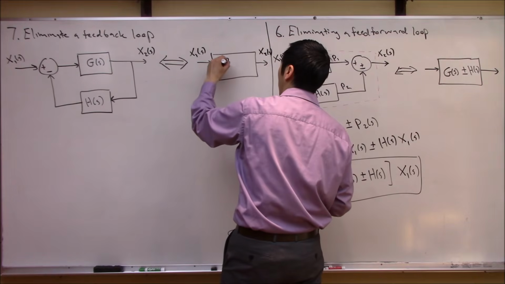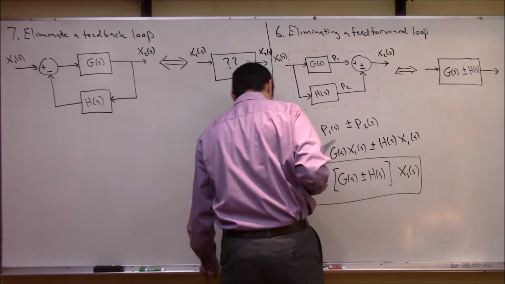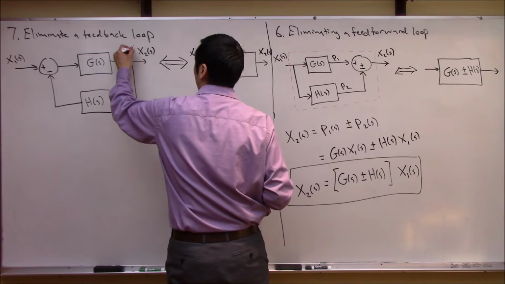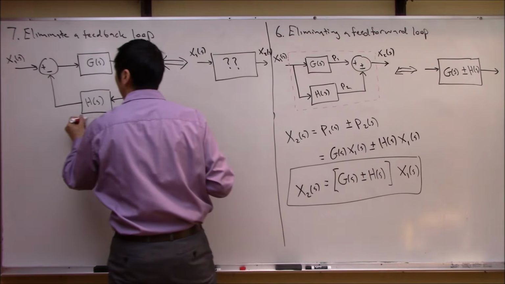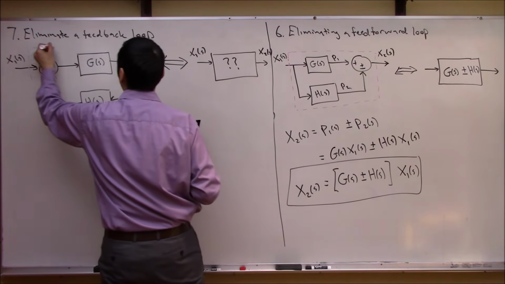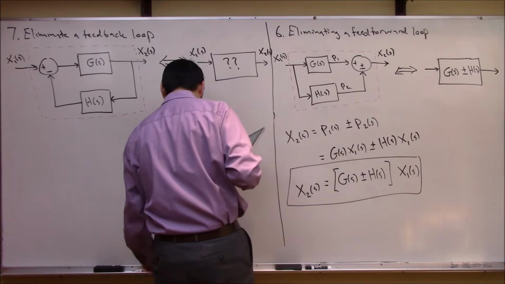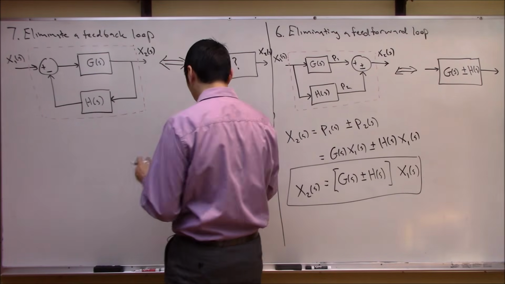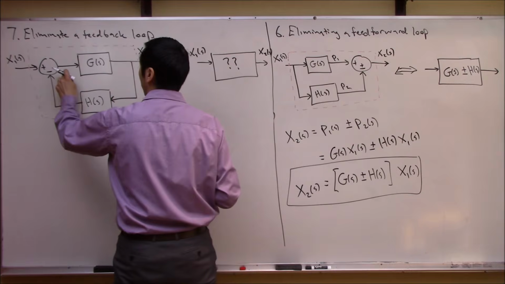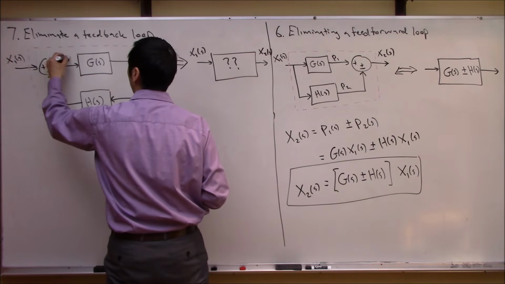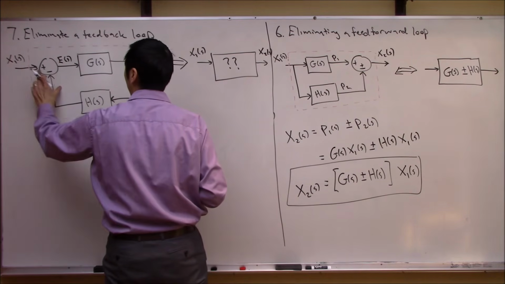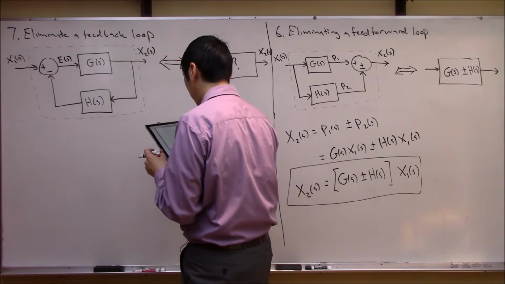So the question again is, what is this block in here? Like we did earlier, we're going to keep doing this. I think you're probably going to get sick of me drawing these dashed red boxes all over the place, right? But that's the idea. Okay, I need to look at this. So let's label this intermediate signal here as E of s. It's the error between, or this minus this, some kind of difference.